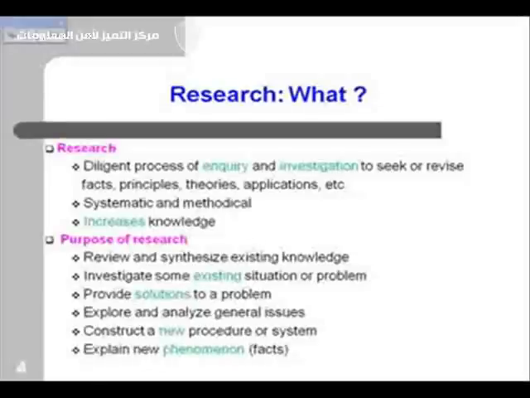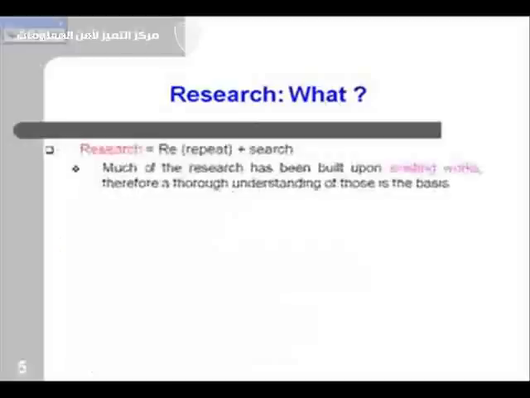This I told you before, that the purpose of the research is to explore facts or discover new things and generate new knowledge. It increases the knowledge. Okay. And normally people think that this is also one of the research. It is a combination of two words. Re means repeat something, and search means to look for something. So basically, the idea of the word research is taken from these two words, re and search.